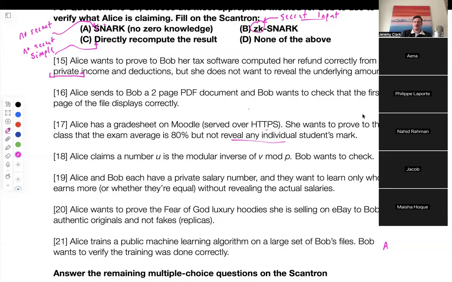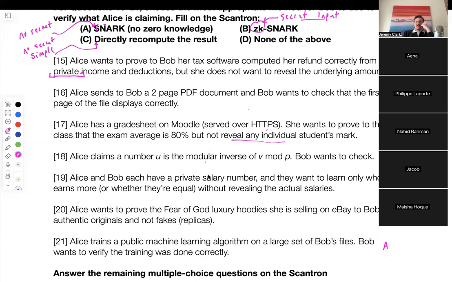Alice claims a number U is the modular inverse of V mod P. Bob wants to check. So in this case, Bob knows U and Bob knows V and he knows mod P. He can check it himself. And so it's just easiest to just directly check it with C. Okay. You could prove this with a snark, but it's just one multiplication to check it. A snark is obviously going to be a lot more than a multiplication. You might have to commit to things, and right away you've already spent more than a multiplication.